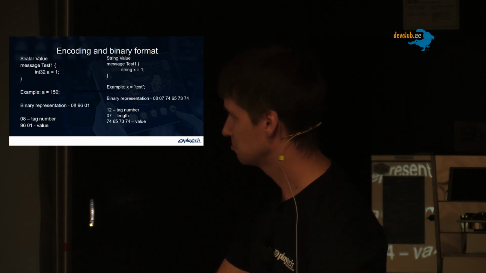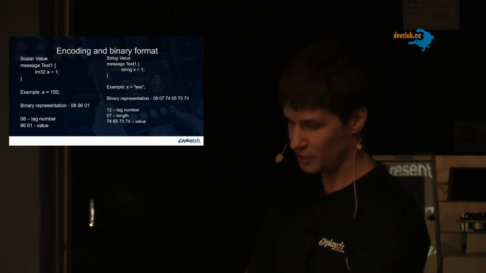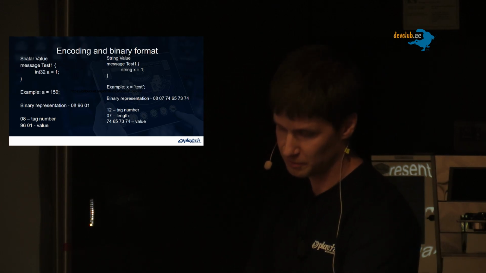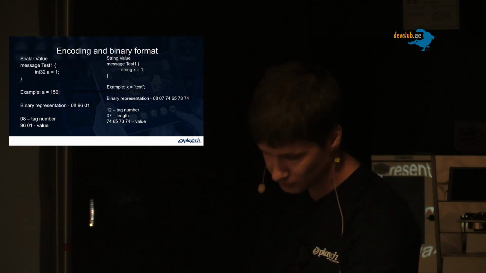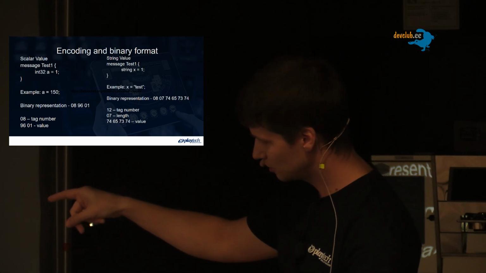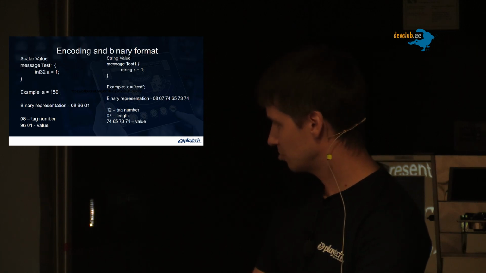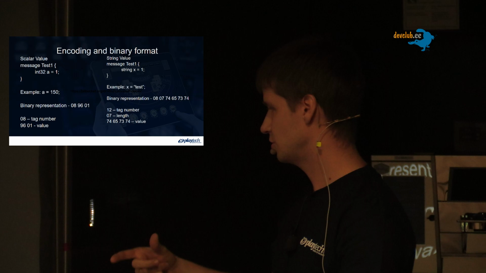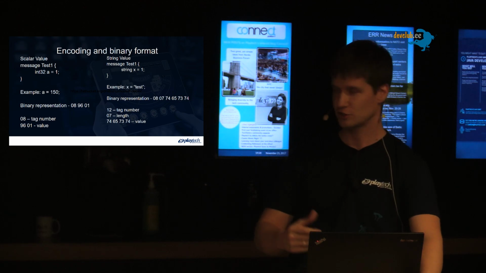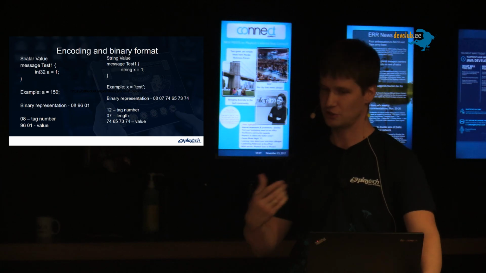So here is an example of how it looks in binary form. The example is pretty simple, but gives an idea. Here we have message Test with the int a with tag 1. When we give a value of 100, this will be the binary representation. The tag number is converted to 08, and then the value goes next. For strings, it's a bit more complicated. For strings, the serializer also adds a length. So in the case of integers, the tag number acts as the key, and in the case of strings, the tag number and length will act as the key for the serializer.